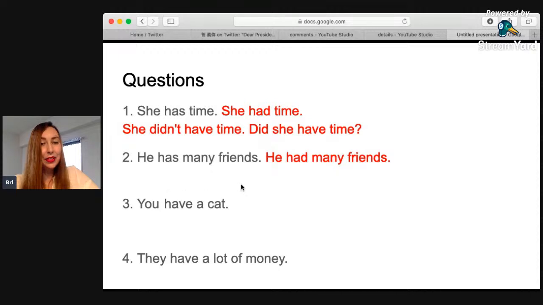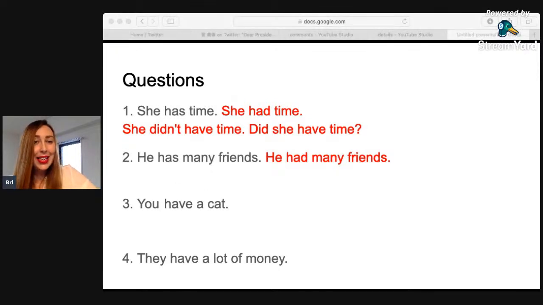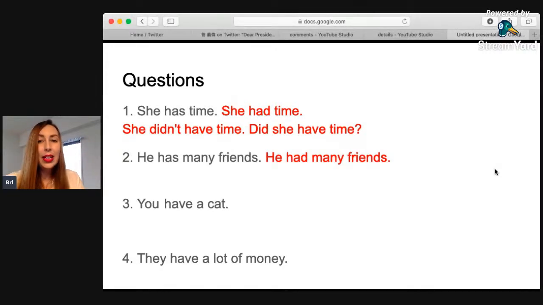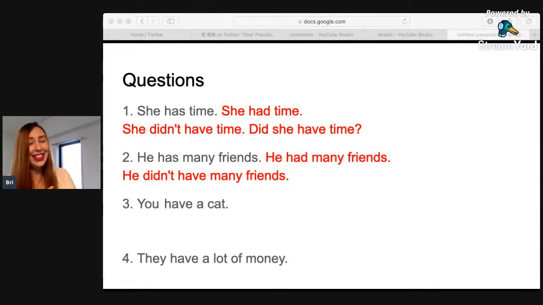Okay, now the tricky part. Making a negative sentence. How can we make this a negative sentence? So he had many friends. Let's make that past tense a negative sentence, okay? He didn't have many friends. He didn't have, right? We have the same thing up here. She didn't have time. He didn't have many friends. That's a little bit sad. It's a little bit of a sad statement, isn't it?